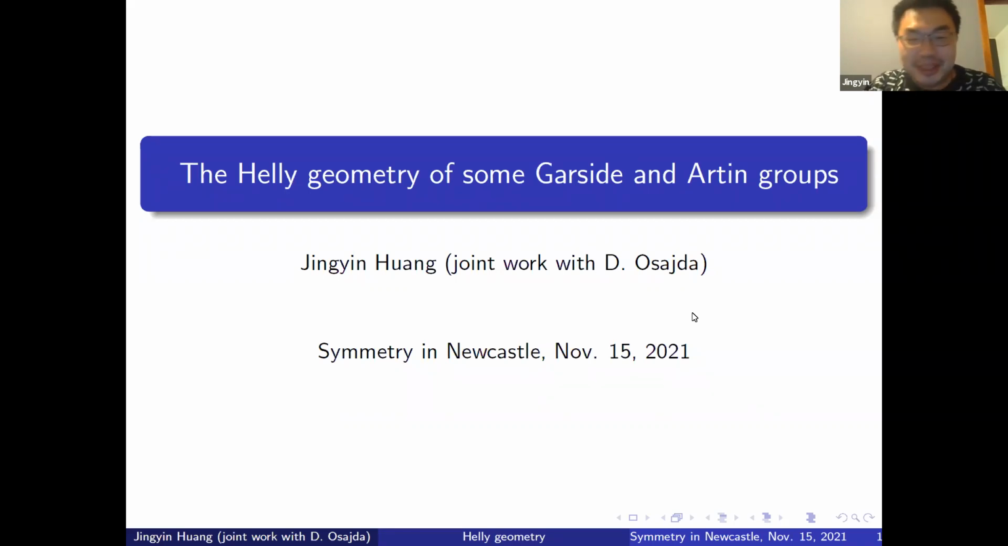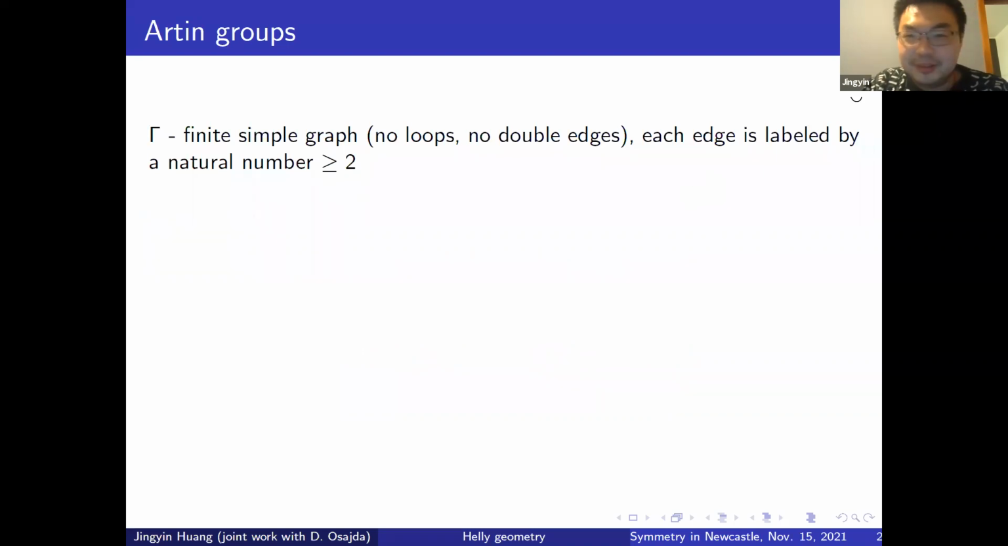Okay, so I want to start by defining the main object of this talk, basically Artin groups. There are several conventions for how you define Artin groups, so I'm going to stick to one particular convention, which is the following. I take gamma to be a finite simple graph. Simple graph means there are no loops, so there's no edge with both endpoints being the same, and there are no double edges. And then each edge is labeled by some natural number greater than or equal to 2.